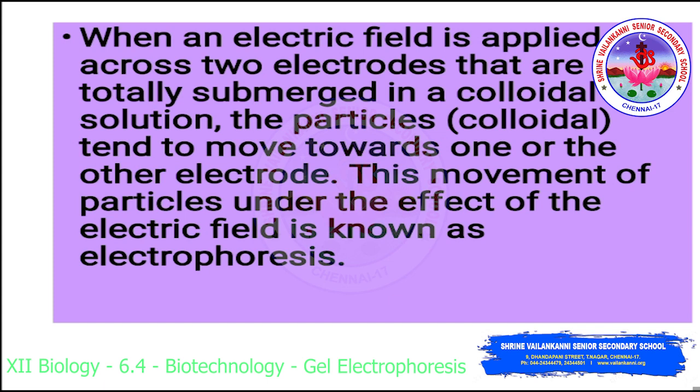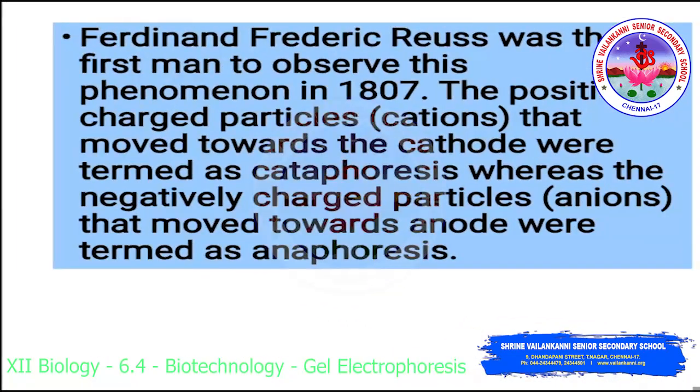The particles move towards the positive or the negative charge. So this movement of particles is what we call electrophoresis. Ferdinand Friedrich Reuss was the first man to observe the phenomenon in 1807. The positively charged particles, that is cations, that moved towards the cathode were termed cataphoresis, whereas the negatively charged particles, anions, that moved towards the anode were termed anaphoresis.